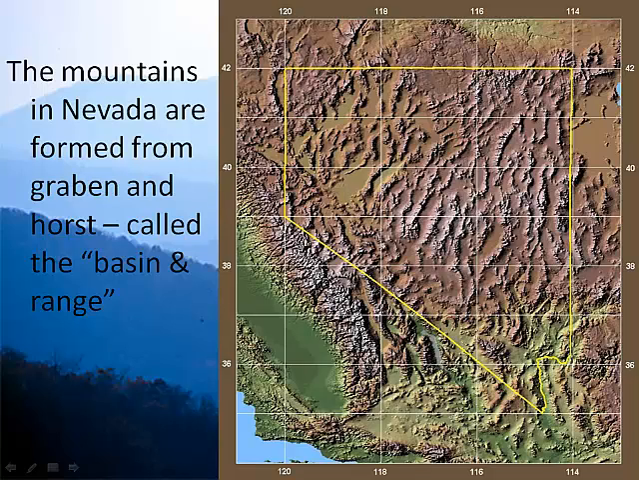If you go to Nevada, there's an area called the Basin and Range. This was caused by stretching of the Earth's crust, which caused blocks of the Earth's crust to sink down and created these parallel mountains with valleys in between.